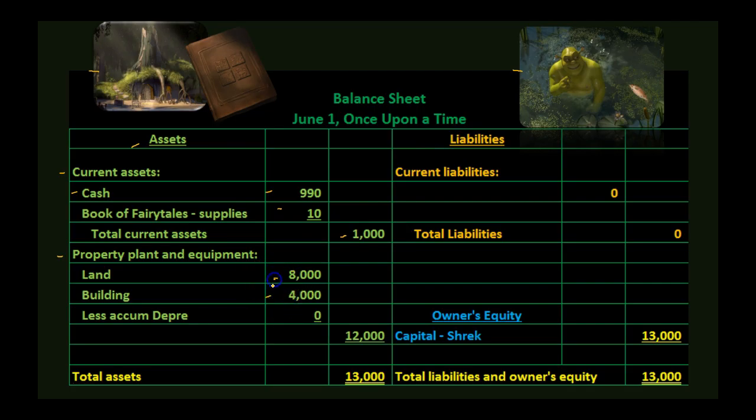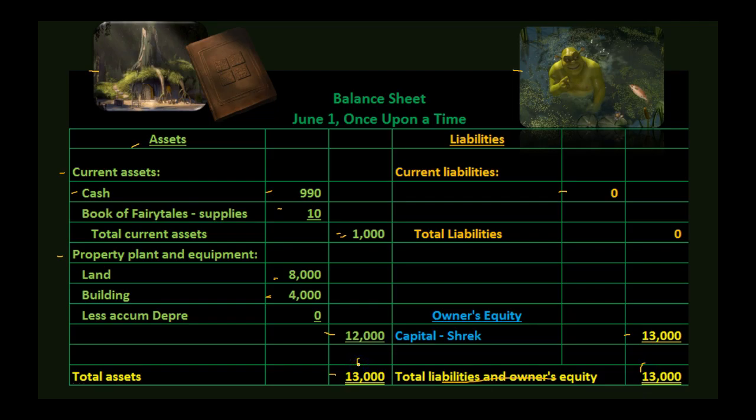I'm going to say 8,000 plus the 4,000. He's got total property, plant, and equipment of 12,000. The 12,000 plus the current assets means he's got total assets of 13,000. Now he's got a pretty humble place here, but he doesn't have any liabilities. He doesn't have a mortgage or anything. That's nice. Therefore, all the assets that he has are basically his. It's all equity to him. That's the book value. And therefore, the assets equal the liabilities plus the equity, 13 and 13.